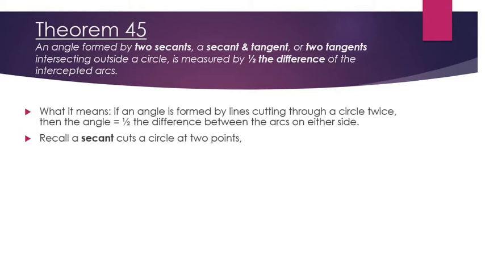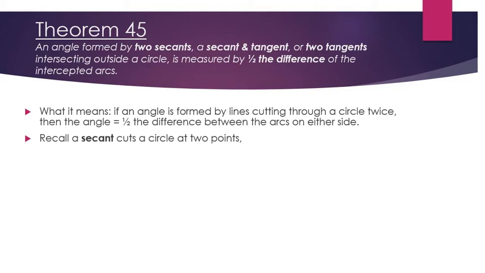which states that an angle formed by two secants, a secant and a tangent, or two tangents intersecting outside a circle is measured by half the distance of the intercepted arcs, the difference of the intercepted arcs.